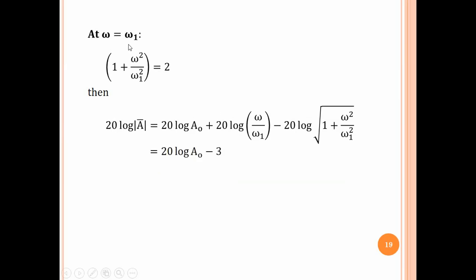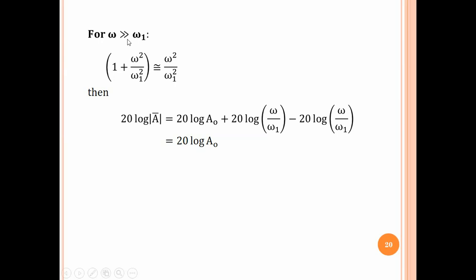At omega equal to omega 1, the square root term is equal to root 2. So we substitute that here. So omega by omega 1 is 1, and 20 log of 1 is 0, minus this will give us a minus 3 dB. So here at omega equal to omega 1, the gain is 3 dB less than 20 log A0.